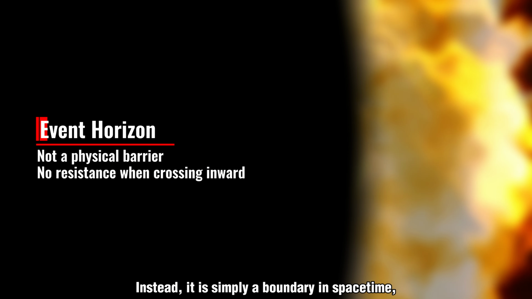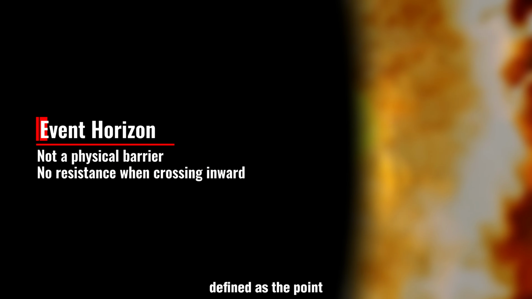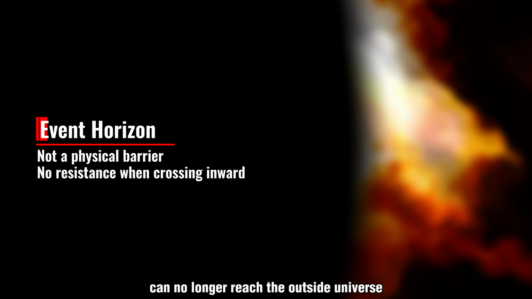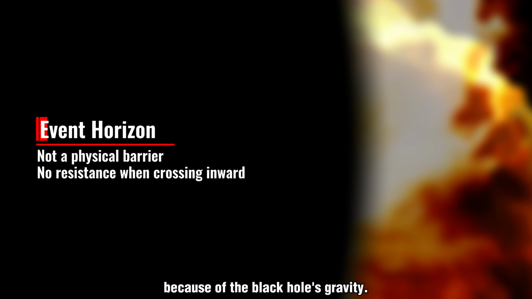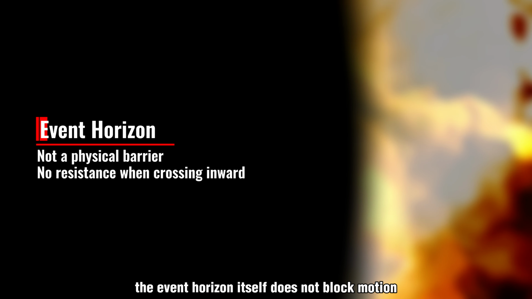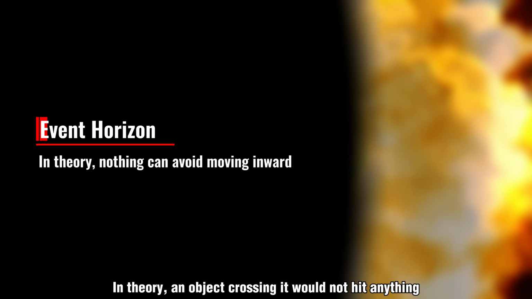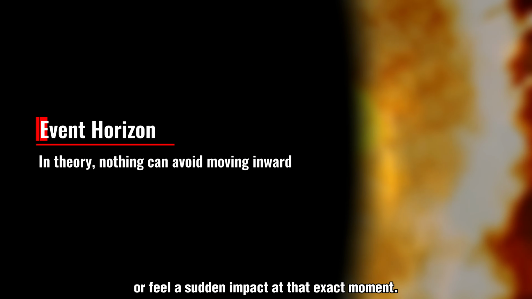Instead, it is simply a boundary in space-time, defined as the point beyond which information can no longer escape, meaning that information from inside can no longer reach the outside universe because of the black hole's gravity. For that reason, the event horizon itself does not block motion or exert any physical resistance. In theory, an object crossing it would not hit anything or feel a sudden impact at that exact moment.